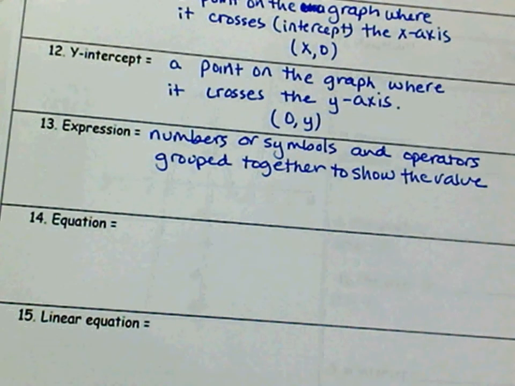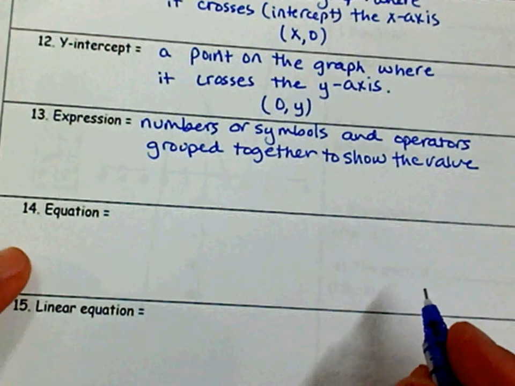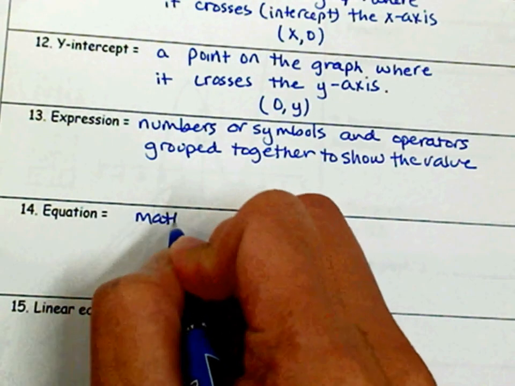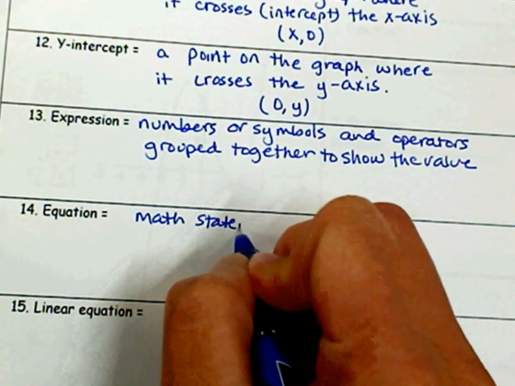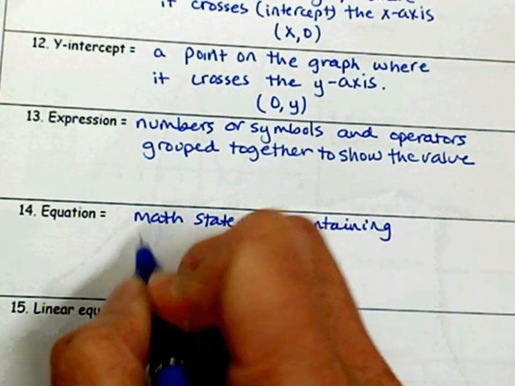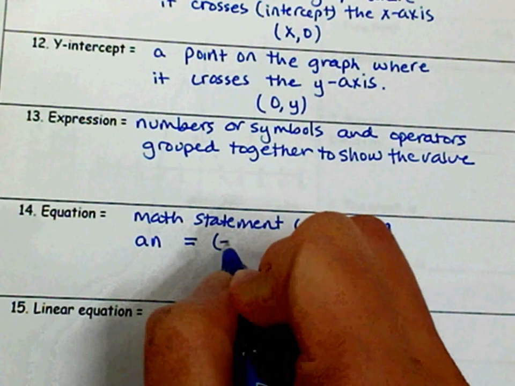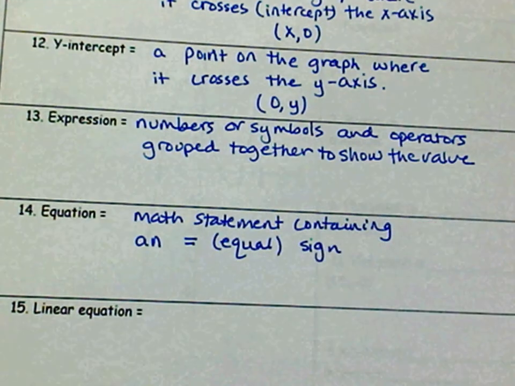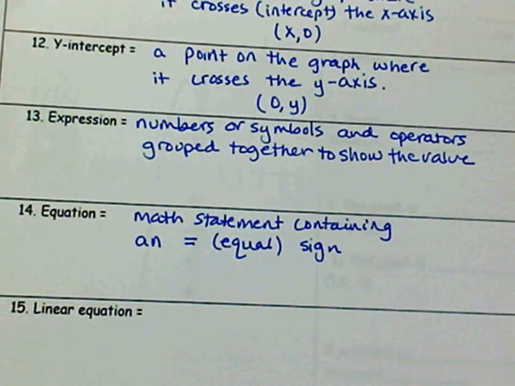Next word is equation. An equation is a mathematical statement. It's a math statement containing an equal sign. That's the difference in the two.